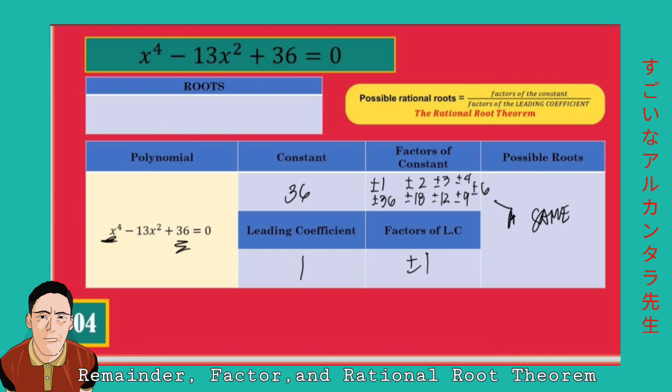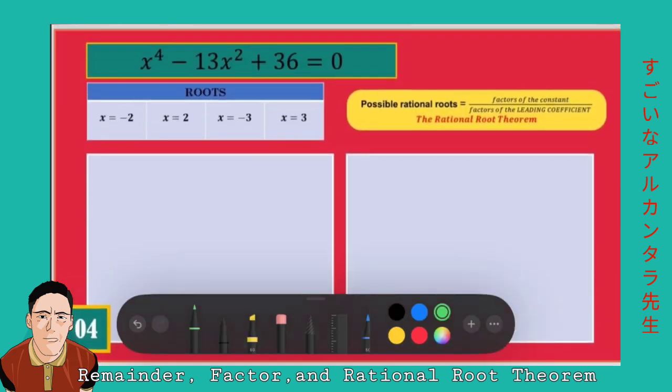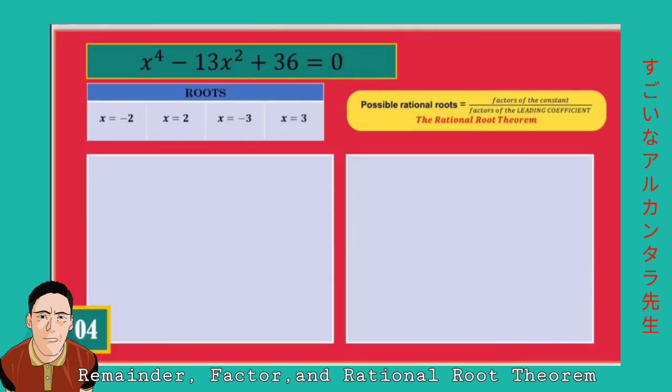Okay? But again, that's the highest number of roots that you can get. That's at most. Not exactly. At most. Kasi nga, guys, may examples na pwede tayo magkaroon ng imaginary. Okay? So, in this case, we have negative 2, 2, negative 3, and 3. So again, as a tip, if you manage to get one of them, 2 of them, you may do synthetic division continuously.